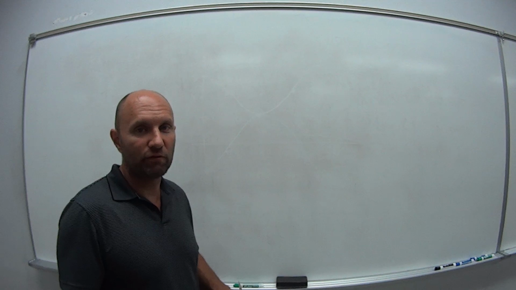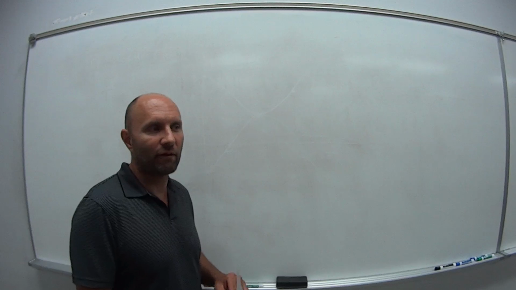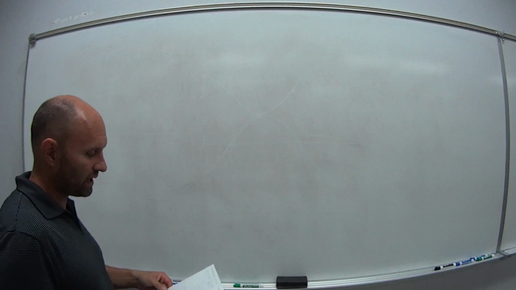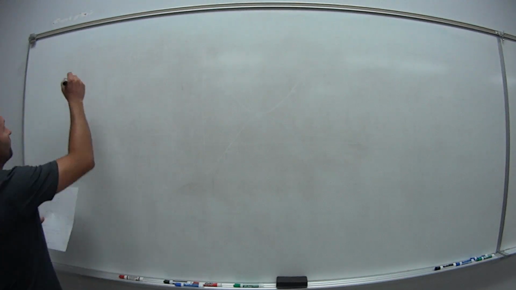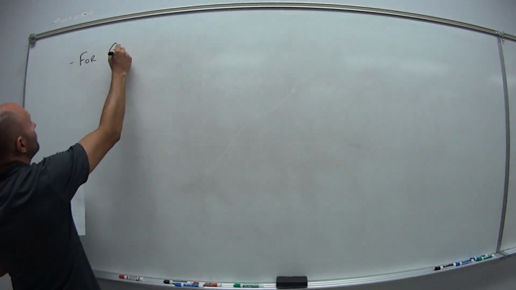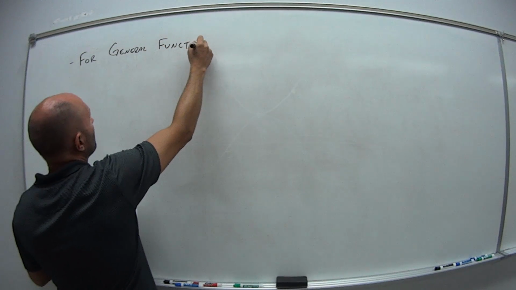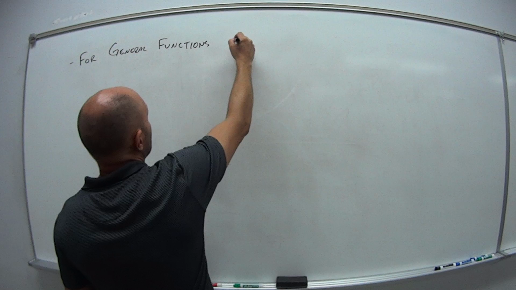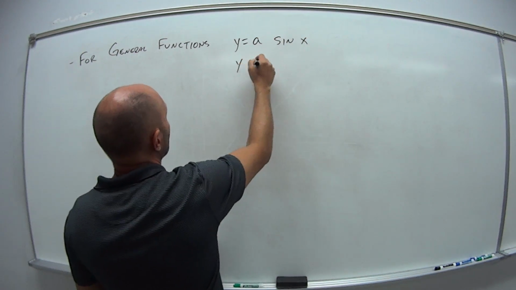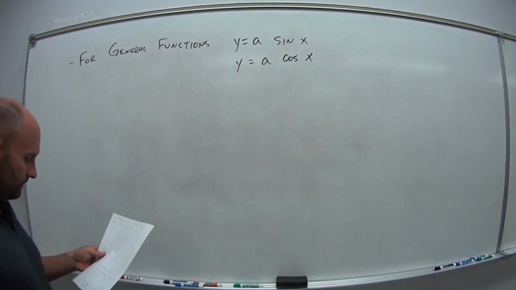You'll be given a trig function or a trig graph, and you'll have to do some manipulation to it to graph it using these different options of amplitude, period, or phase shift changes. So, first in general, for general functions, y is equal to a times sine of x, or y is equal to a cosine of x.